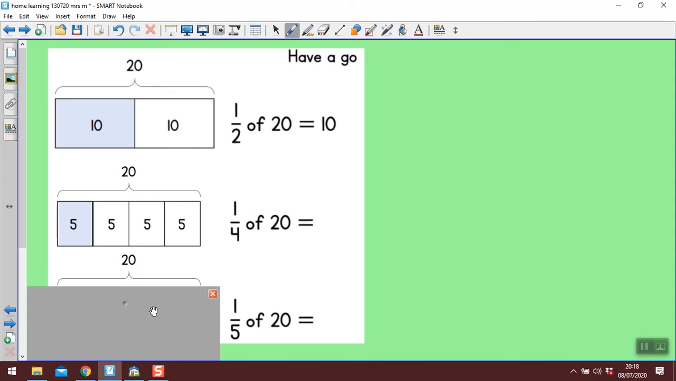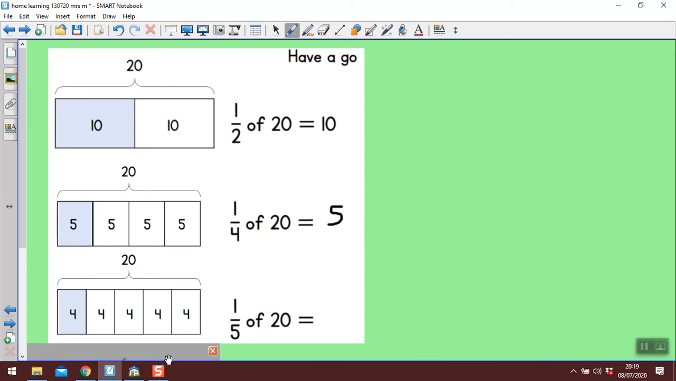So, we've got 20 and we want to split it into 4 equal parts, and that's 5 in each part. So 1 out of the 4 parts equals 5. And here, we've got 20 altogether again. We have 5 equal parts. One of those 5 parts equals 4. So 1/5 of 20 equals 4.